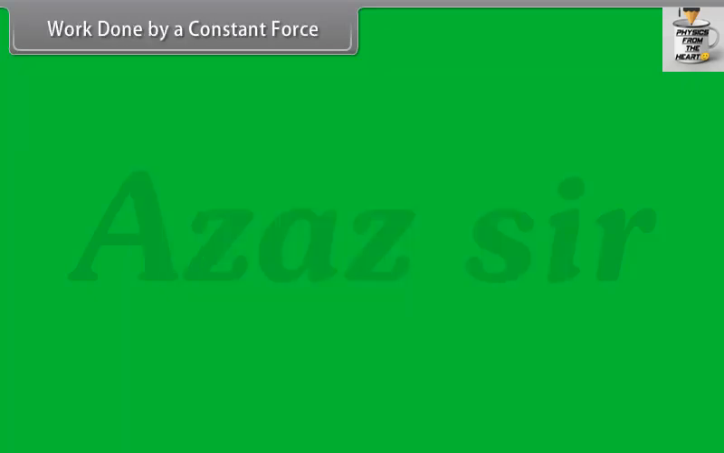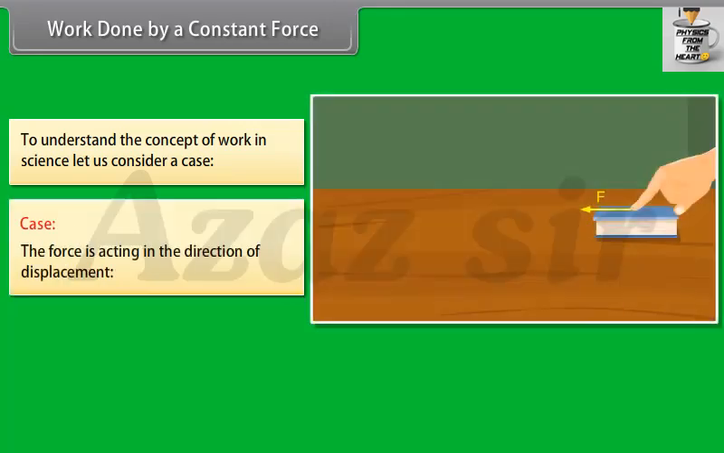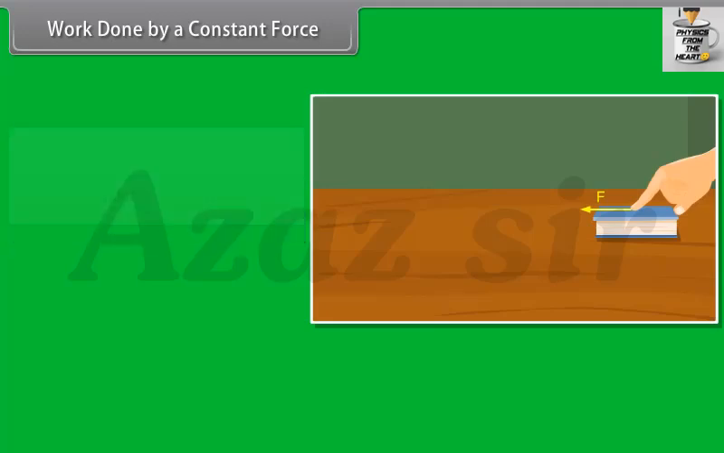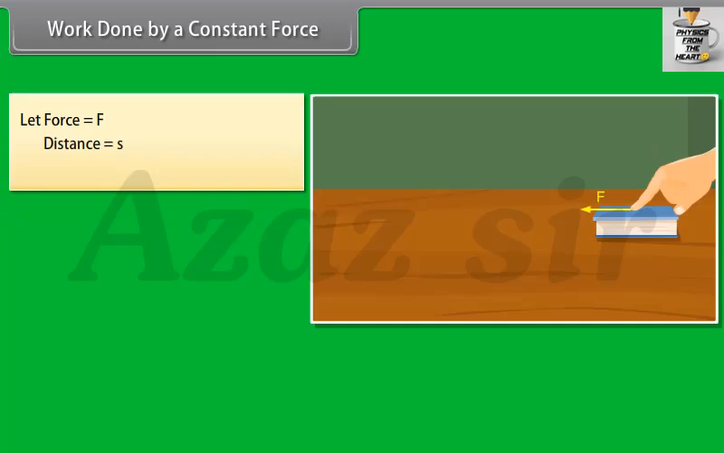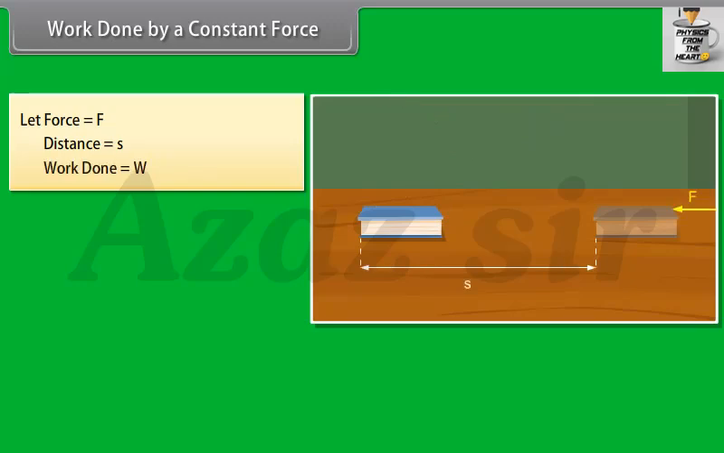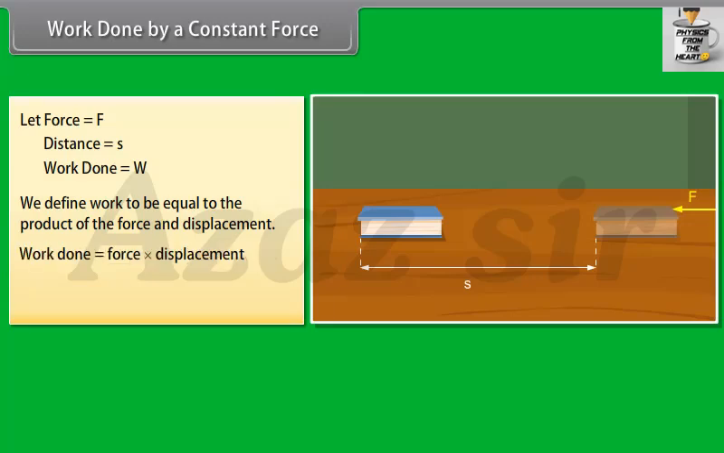Work done by a constant force. To understand the concept of work in science, let us consider a case. Case is, the force is acting in the direction of displacement. Let a constant force F act on an object. Let the object be displaced through a distance s in the direction of the force. Let W be the work done. We define work to be equal to the product of the force and displacement. Work done is equal to force into displacement, or W = F × S.